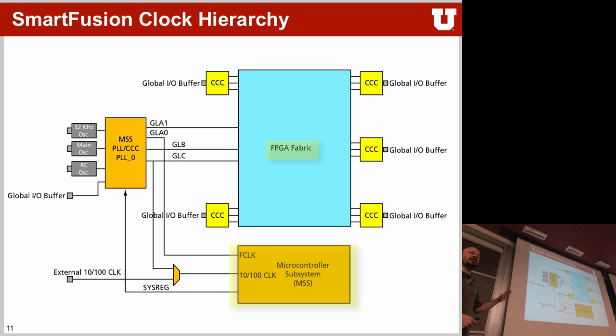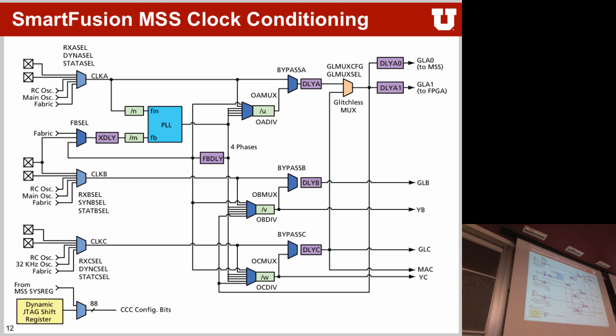And if you look into this block here, this is what's in there. This is your PLL block. Looks very complicated, right? But the concept is fairly easy. What you have is a lot of multiplexers that generate different clock signals, right? You can select the different external clock sources for the clock A signal. And then you have, for example, this particular PLL here.